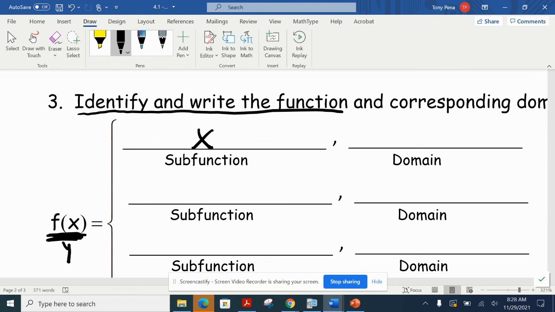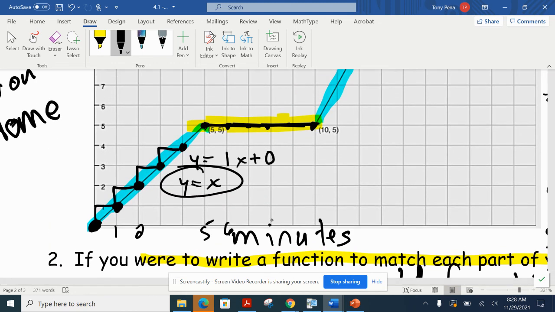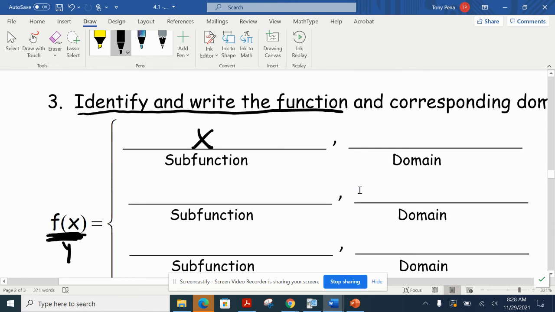Our domain, what that alludes to is the time interval in which that function was defined. So if I go back up to this, we would all agree that this blue line starts at 0 and finishes up over here after 5 minutes. So we want to write our domain between 0 and 5. There's a couple different ways to do it. If you do the interval notation, that is okay. That's probably the easier one. 0 to 5, that's 5 minutes.